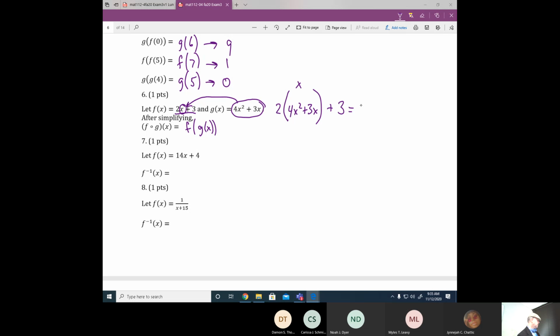Well, it looks like that's 8x squared plus 6x. That's it of those two, but don't forget, I still have to add the 3 because here we added a 3 to whatever 2 times this was. And there's no combining similar powers of x, so there's my answer.